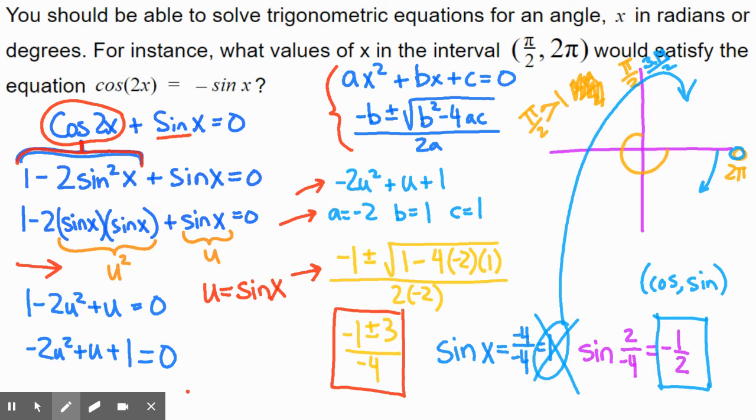Those are the possible values of sine that satisfy this equation. And we're working in radians because it's 2 pi and all that stuff, right? So one value of sine turned out to be -4 over -4, which is 1. And 1 as a value of sine, because sine is the y coordinate, right?